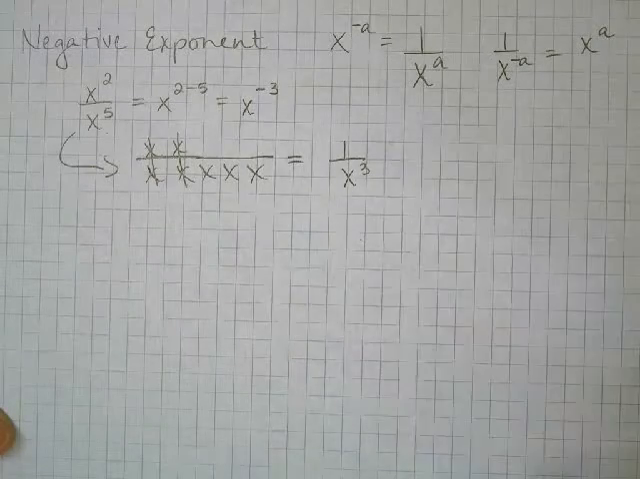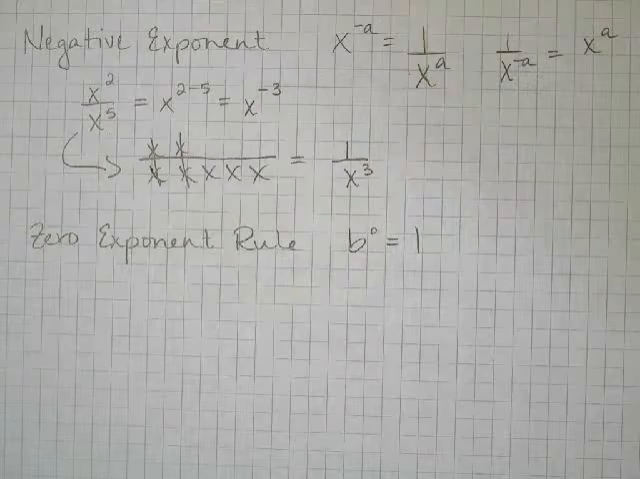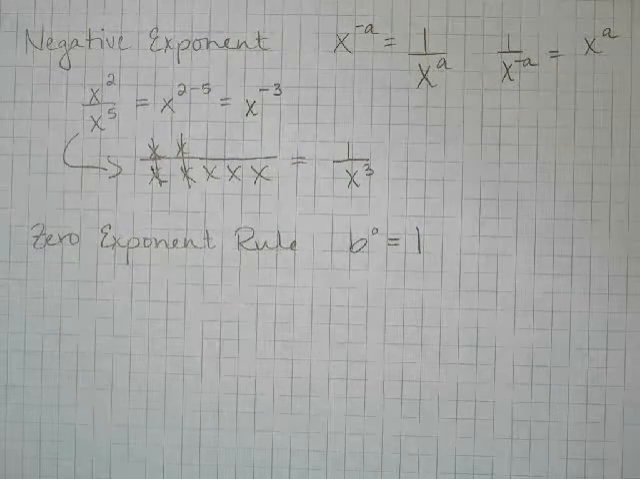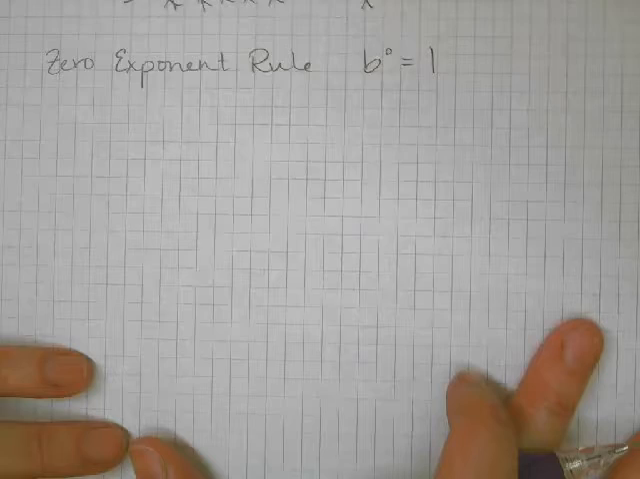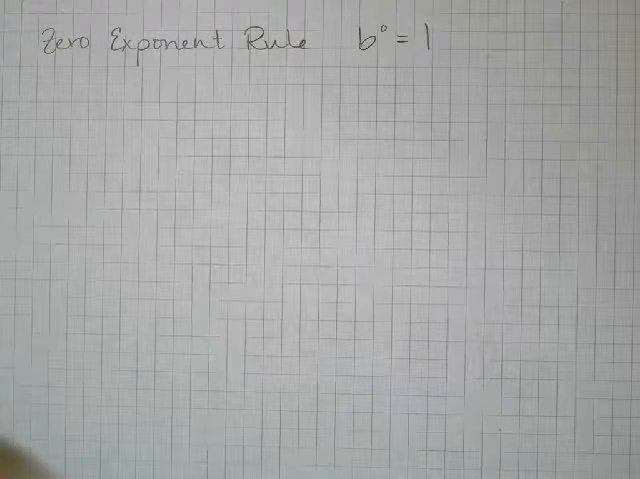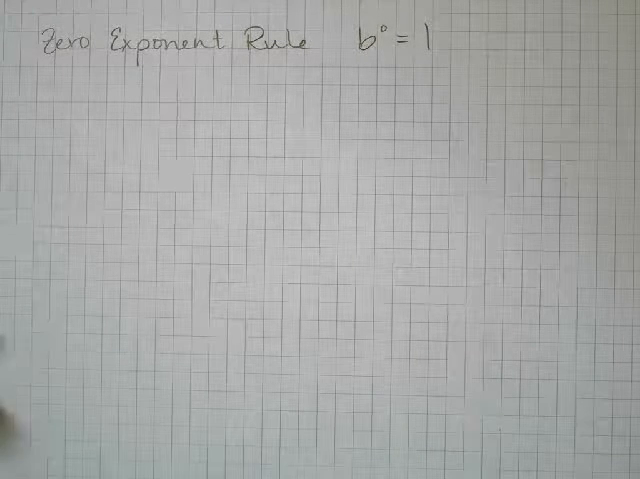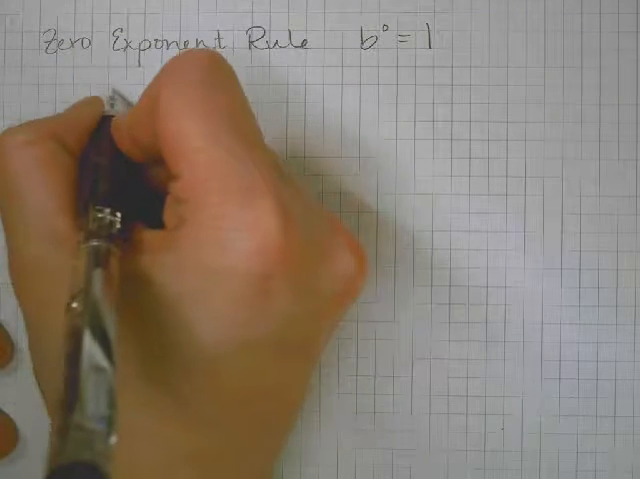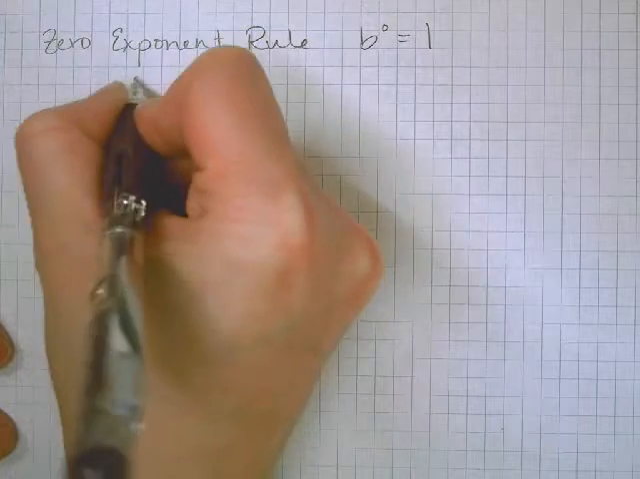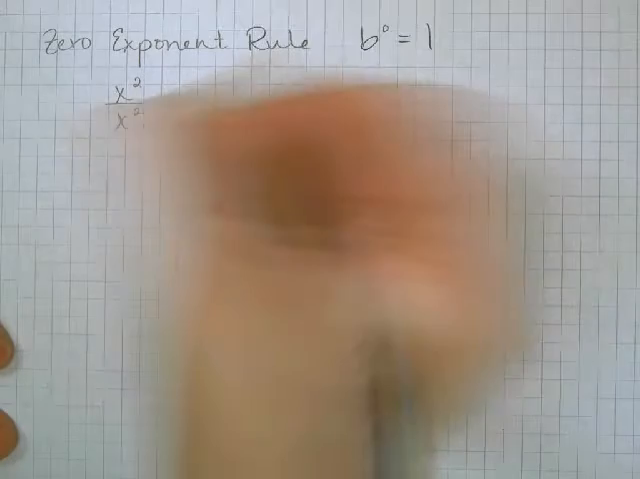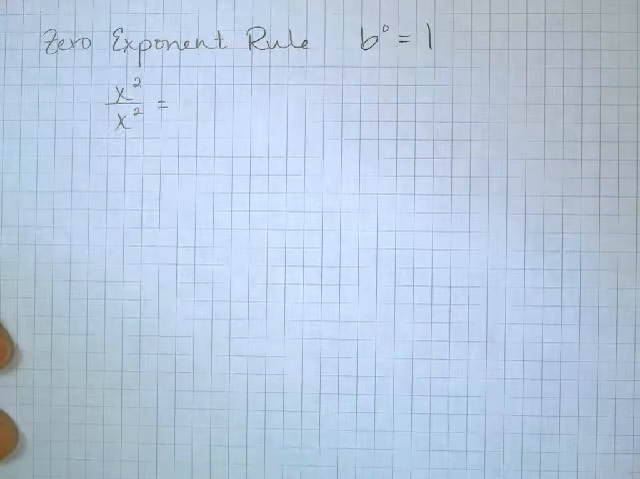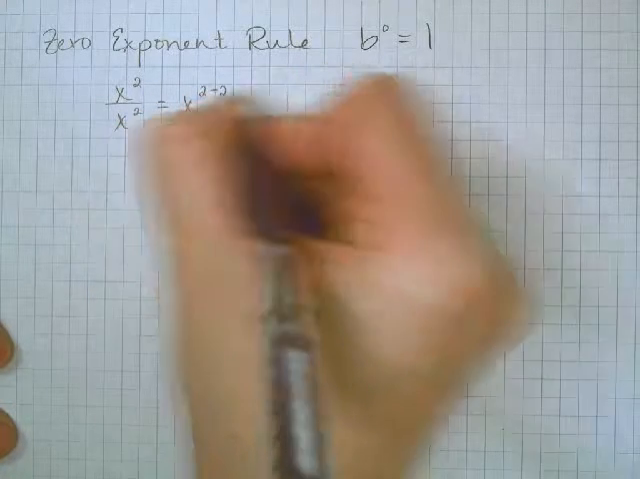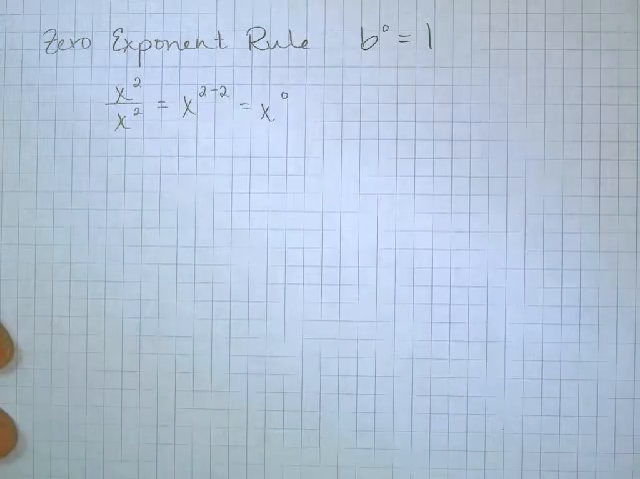All right, moving on. All right, so anything, zero exponent rule, anything to the 0 power is 1. Where you have to be careful is where the parentheses are and what exactly is being raised to the 0 power. Here's the reason this one works. If I have x to the 2nd over x to the 2nd, if I use my quotient rule, that is x to the 2 minus 2, which is x to the 0.